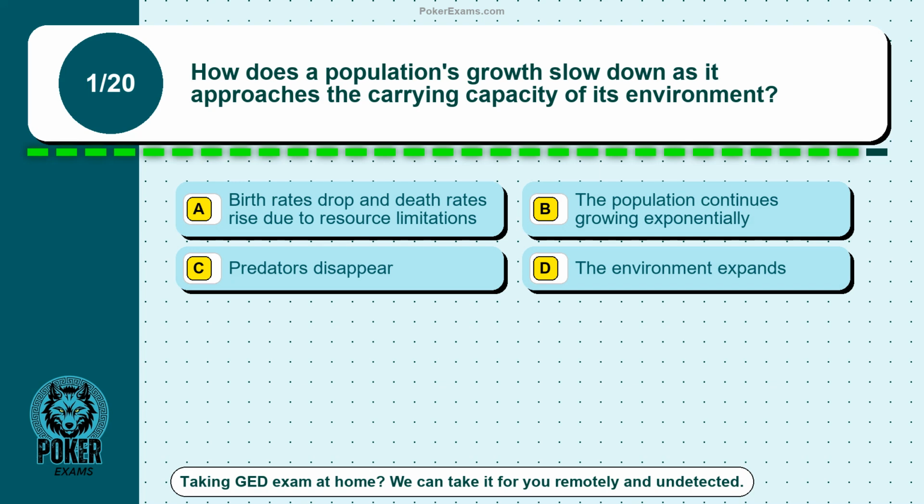Question 1. How does a population's growth slow down as it approaches the carrying capacity of its environment? Option A. Birth rates drop and death rates rise due to resource limitations. Option B. The population continues growing exponentially. Option C. Predators disappear. Option D. The environment expands.